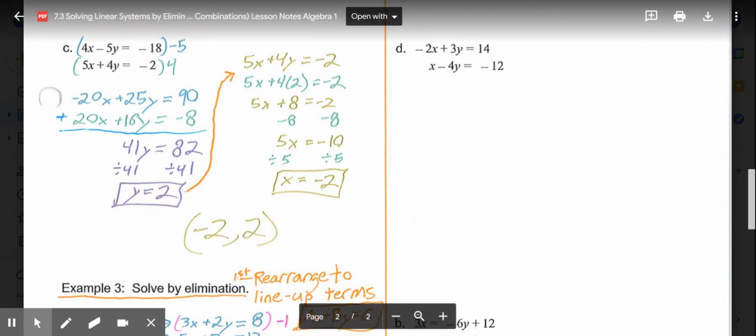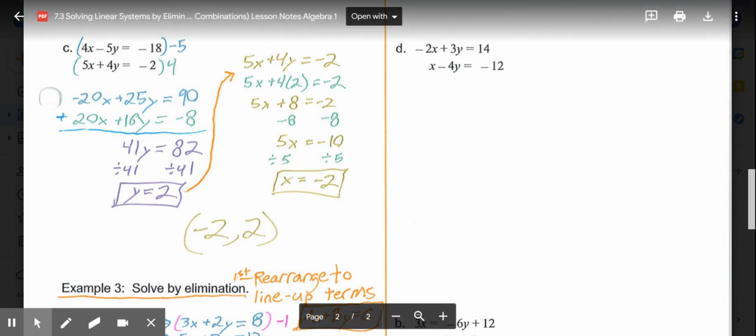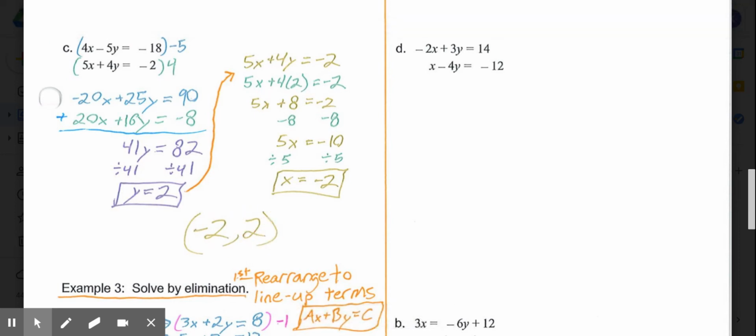Now I'm substituting that back into one of the two original equations. I put it into the bottom. So we have 5x plus 4 times 2 equals negative 2. 5x plus 8 equals negative 2. Subtract the 8. Divide by 5. And we end up with x equals negative 2. So our ordered pair would be negative 2 comma 2.